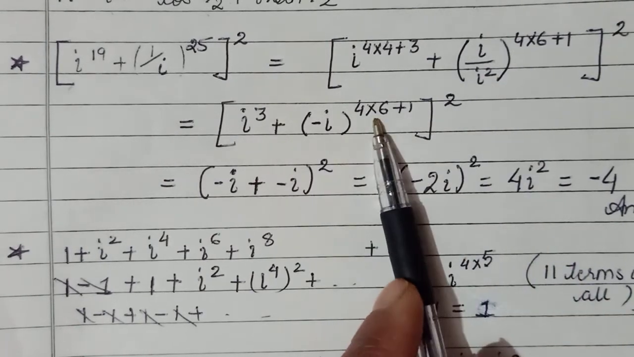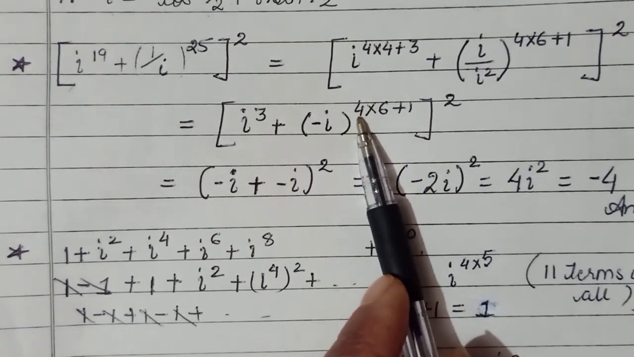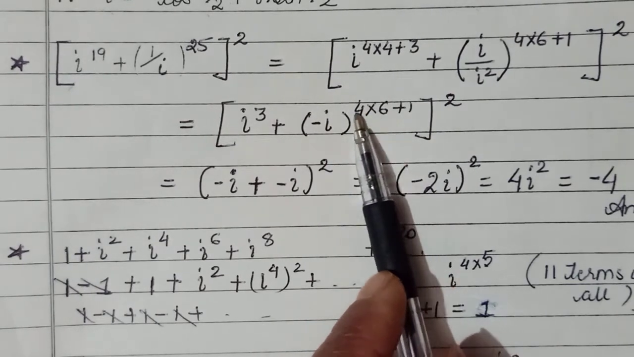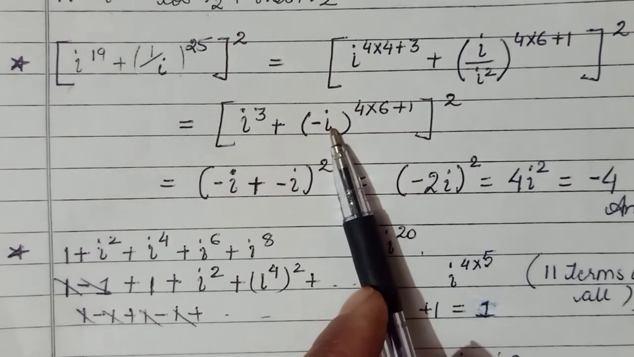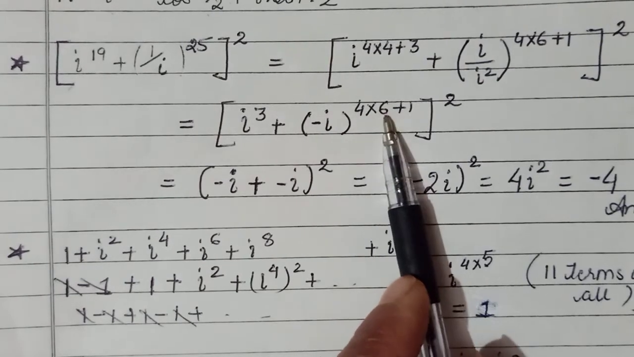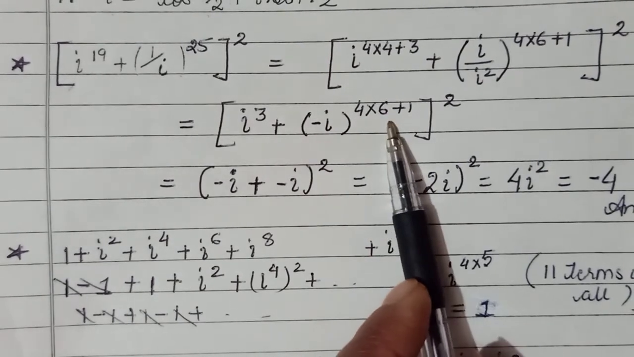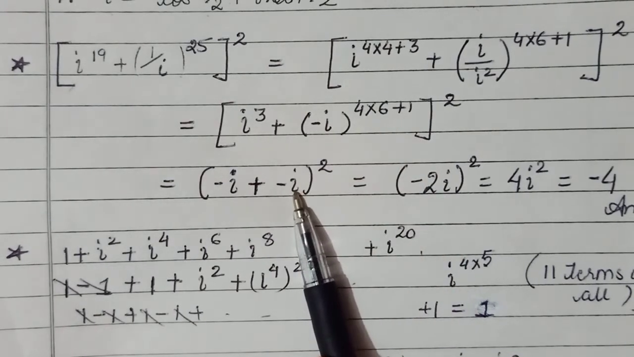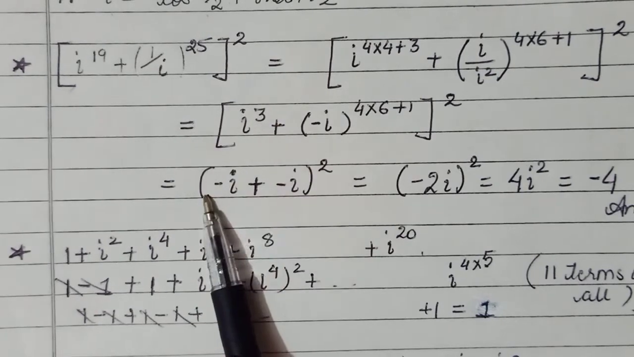So minus of i to this power again, minus to any even power, since it is a multiple of 4 times 6, will become positive, and again i to the power of 4 is 1, 1 to the power of 6 is 1 only. So you are left with only minus i to the power of 1. So only minus i is left, right? And i cubed is also minus i.